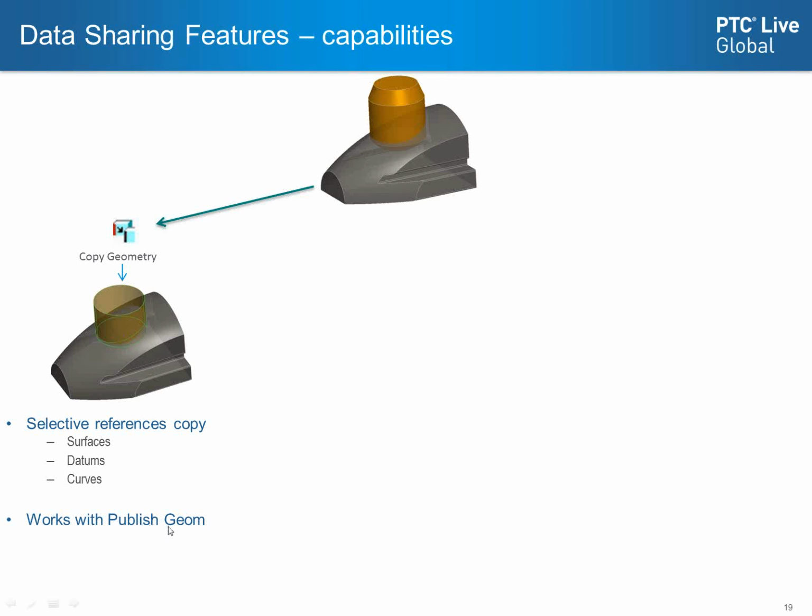It also works with published geometry. Published geometry is a feature that can be defined at the skeleton level, and when you're populating a copy geometry into the target skeleton, instead of selecting individual surfaces, you can select a published geometry feature from the skeleton. So you select only one intent object instead of selecting the references directly.